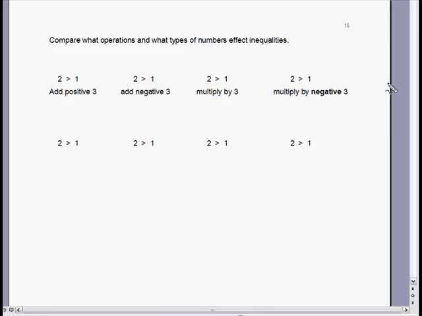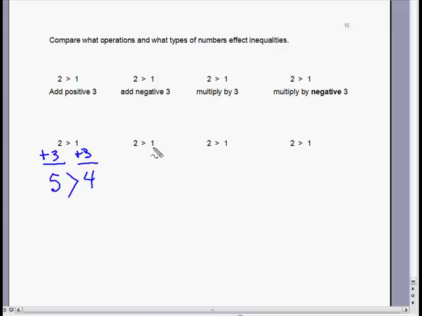Let's compare what operations and what types of numbers affect inequalities. Consider that 2 is greater than 1. If we add positive 3 to both sides, we would have 2 plus 3, 5, and 1 plus 3, 4, and we still have that 5 is greater than 4.